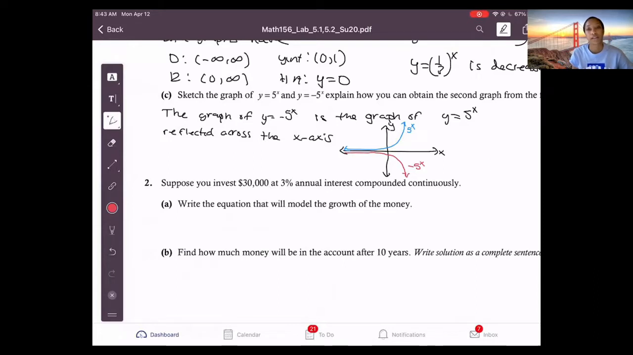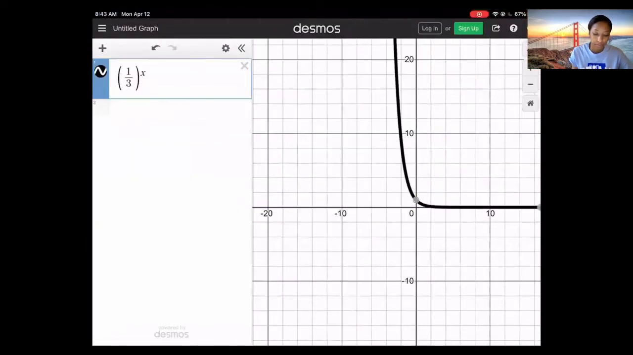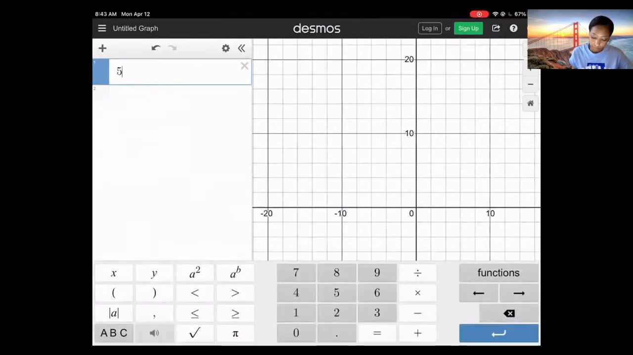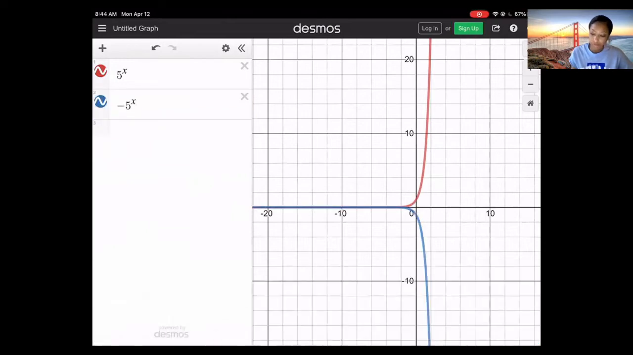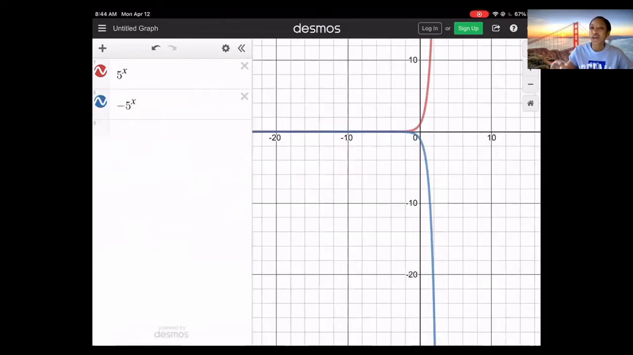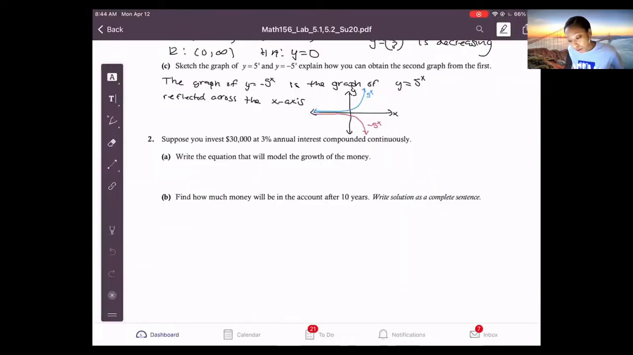Let me get a picture that looks like this. All right, and let's verify that graphically. 5 to the x, -5 to the x. They switched the colors from how I did it, but as you can see, the graphs are just reflections of each other over the x-axis. Then on to problem number 2.